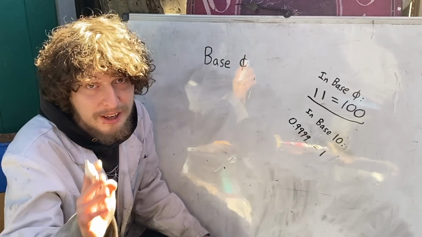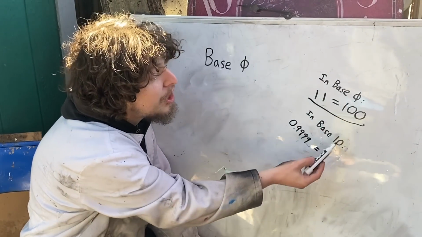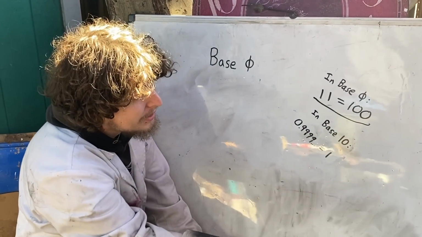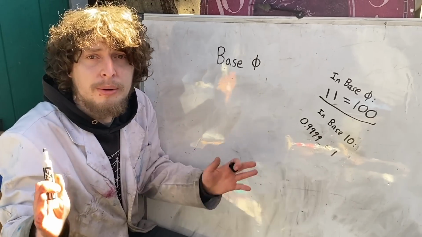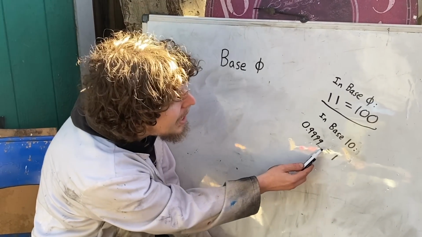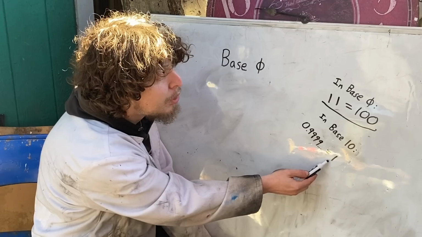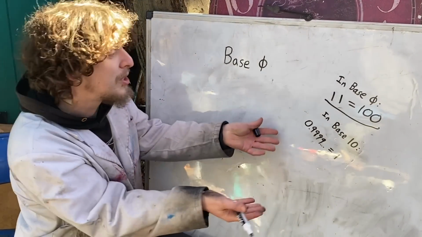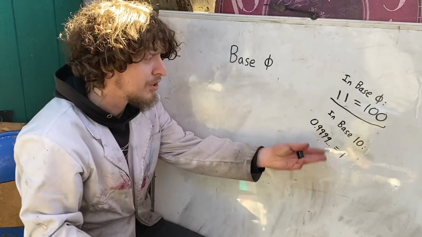Now, before anyone gets annoyed that the golden ratio base has multiple ways of writing some numbers, remember that that's true in our base also. In base 10, something like point infinite nines is the same as the number 1. So you're going to have to get used to some numbers having multiple ways to write them.